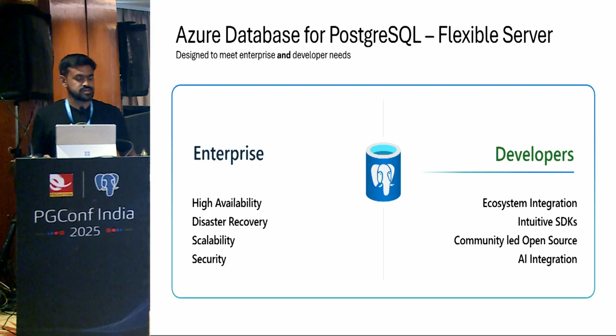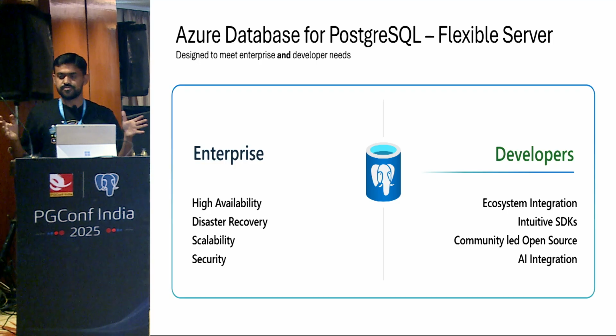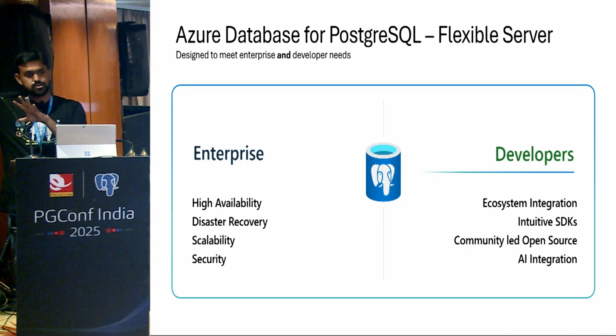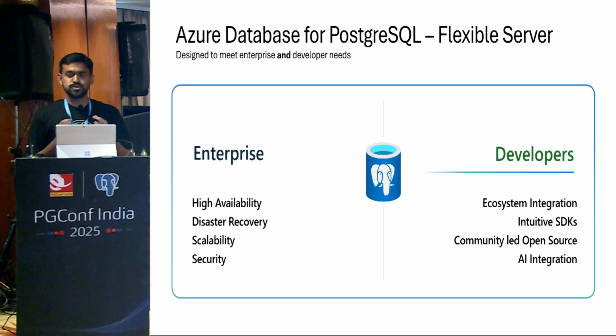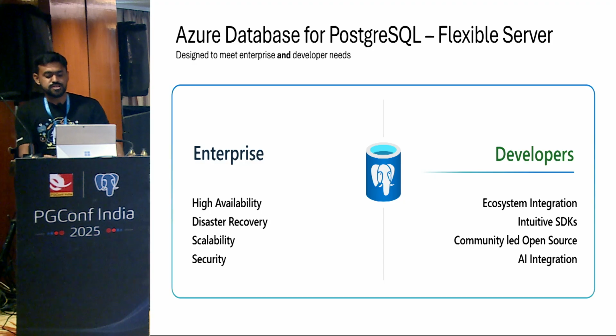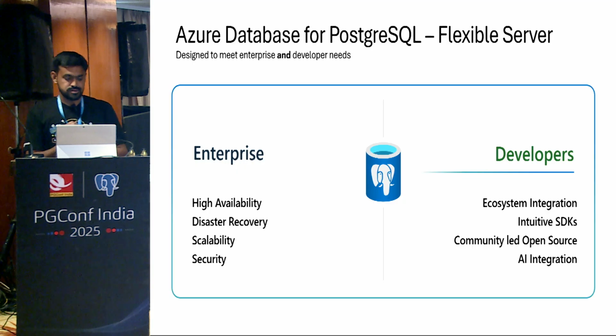In terms of disaster recovery, we support the concept of replicas. One primary can support up to five different replicas, with both same-zone and cross-region replicas. We also have geo-redundant backups, which means any data written to your primary is copied to a storage account in a different region altogether. In the very unusual case where an entire Azure region is down, you can still bring up your server with the data using the geo-redundant backups, with minimal data loss and minimal downtime. This is how we address high availability and disaster recovery needs.